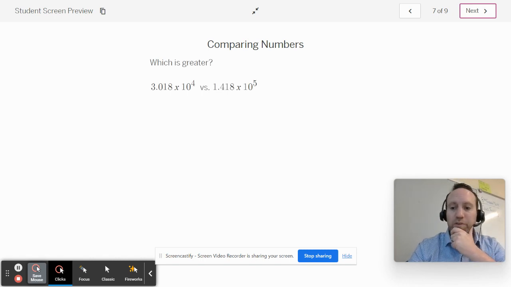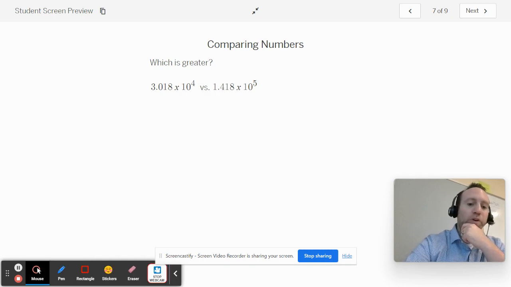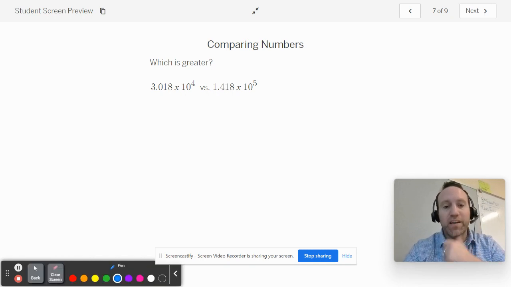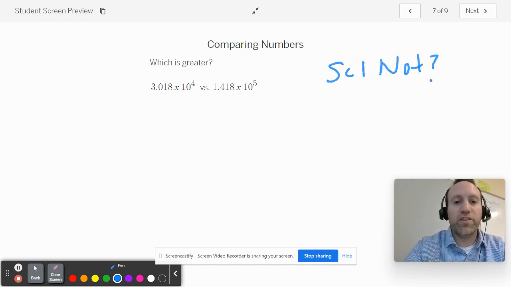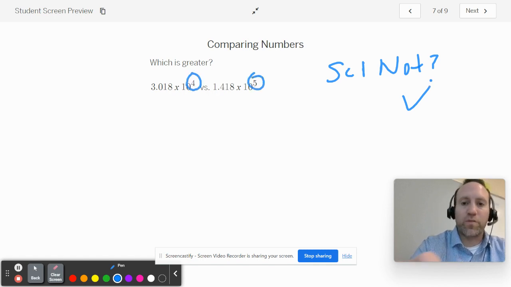Okay, let's compare some numbers here. Which is greater? Well, the first thing you want to look at is the order of magnitude, because if the magnitude is bigger, that number is automatically going to be bigger as long as they're both written in scientific notation. So are they both written in scientific notation? The answer here is yes. The number to the left of the decimal is less than or equal to 9 and greater than or equal to 1. So these are both in scientific notation. So all we have to do is look at that order of magnitude.